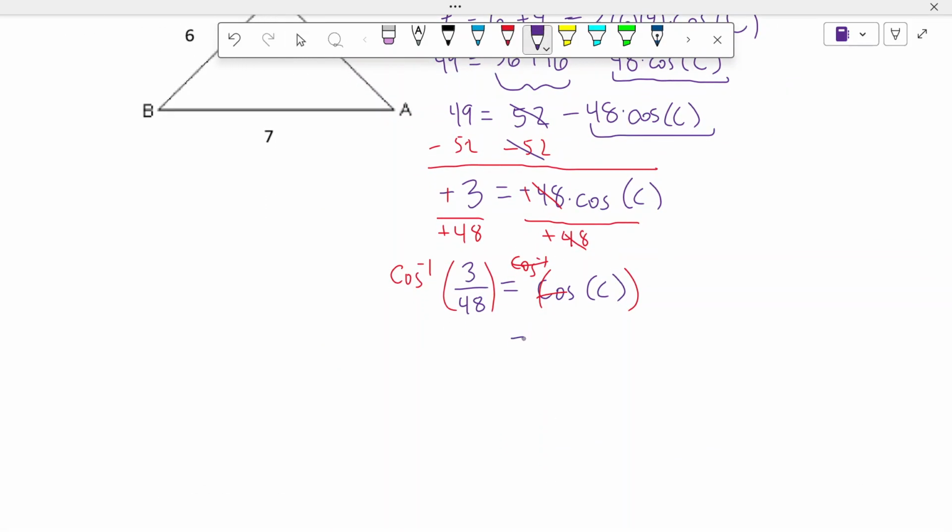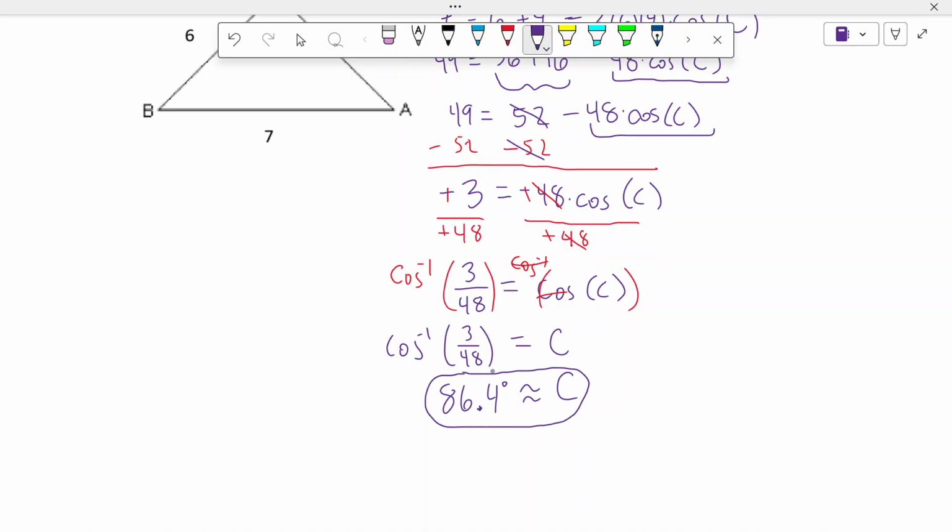And so now I just solved for angle C. All I got to do is figure out what the cosine inverse of 3 over 48 is. And of course we just use a calculator for that. If I'm in degrees and I type that in, I would actually get 86.4 degrees. And let's do degrees because this is just a regular old angle with some crazy numbers for the angle. So there we go. We solved for one of the angles.